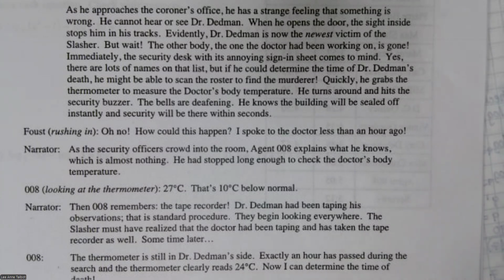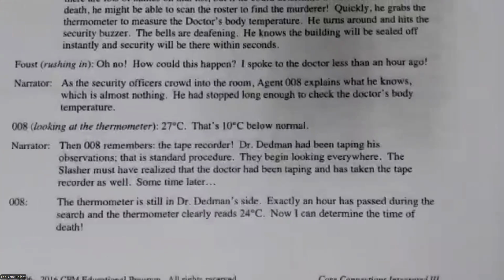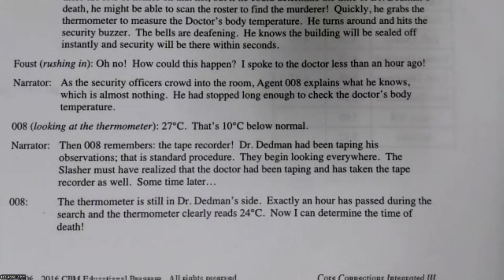Immediately, the security desk with its annoying sign-in sheet comes to mind. Yes, there are lots of names on that list, but he could determine the time of Dr. Deadman's death. He might be able to scan the roster to find the murderer. Quickly, he grabs a thermometer to measure the doctor's body temperature. He turns around and hits the security buzzer. The bells are deafening. He knows the building will be sealed off instantly, and security will be there within seconds.